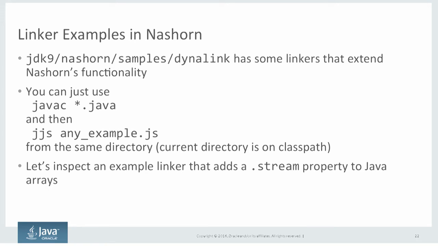To shed some light on how these details are implemented, I'm now going to walk quickly through an example that adds a .stream property to Java arrays, so that when you use a Java array in JavaScript, you can tell the array .stream and get a stream out of it, a Java util stream.